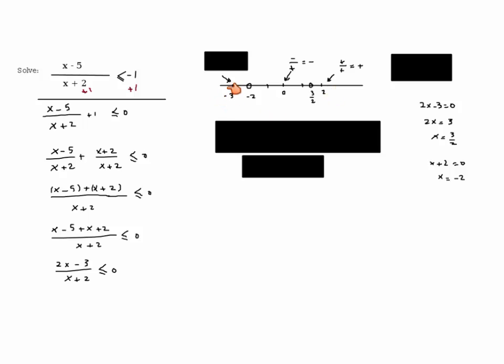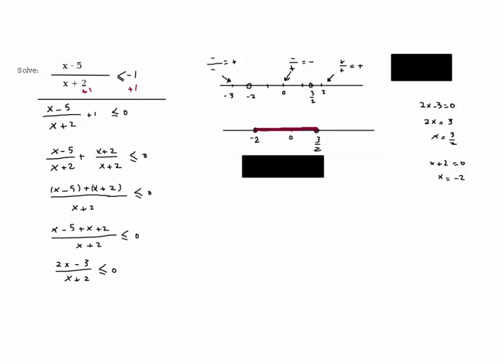If I pick a number to the left of negative 2, like negative 3, and do the same thing, if I substitute negative 3 here and negative 3 here, that would cause the top and bottom of the fraction to go to negative and negative, which would still be positive. So that's why all the numbers to the left of negative 2 and all the numbers to the right of 3/2 cannot be a solution. So the solution must be only between negative 2 and 3/2. I'm going to include these endpoints because it says equal to. So this would be my solution.